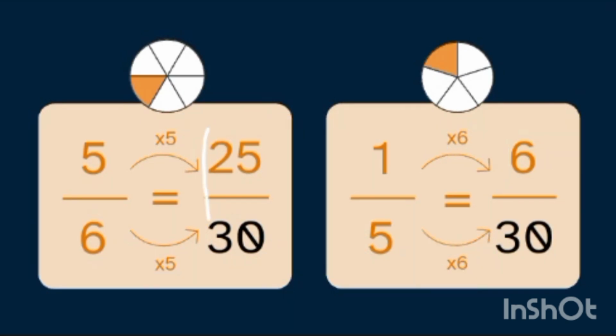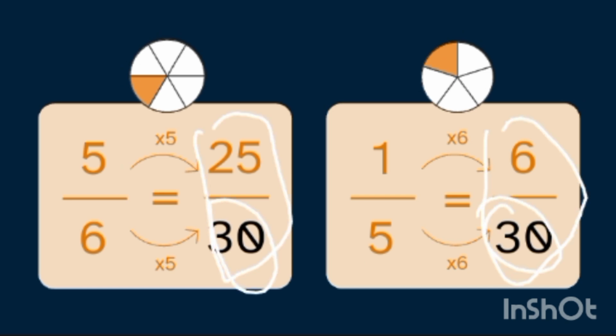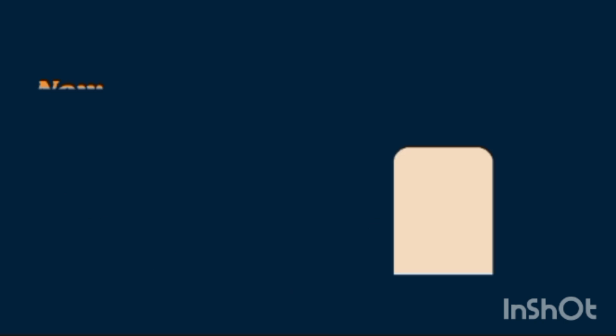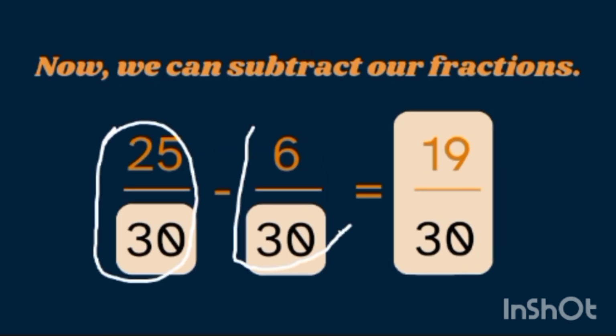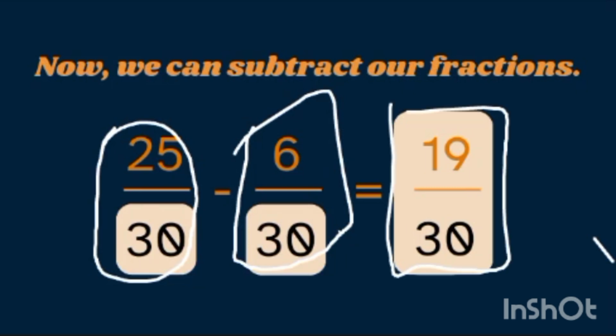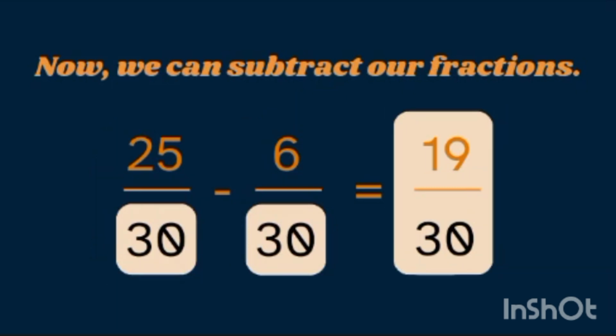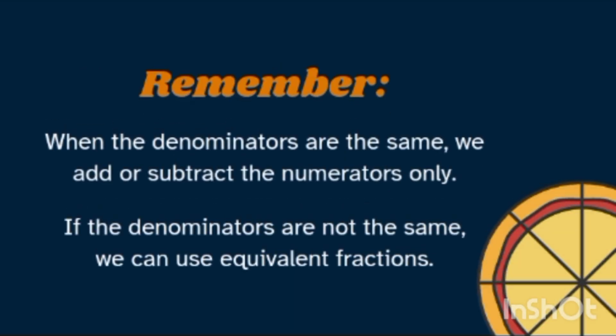Then you need to add these two fractions, because these two fractions have the common denominator. Sorry, in this case you are subtracting, so you need to subtract. When you subtract these two fractions, you will get 19 by 30. So this is how you can add and subtract fractions.